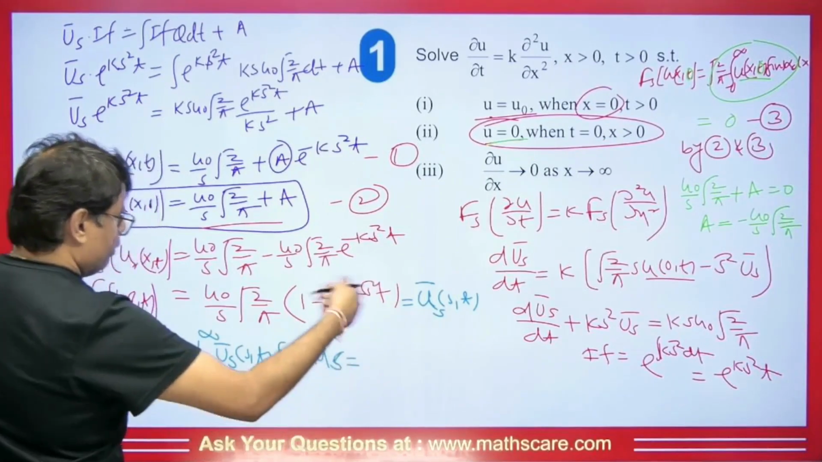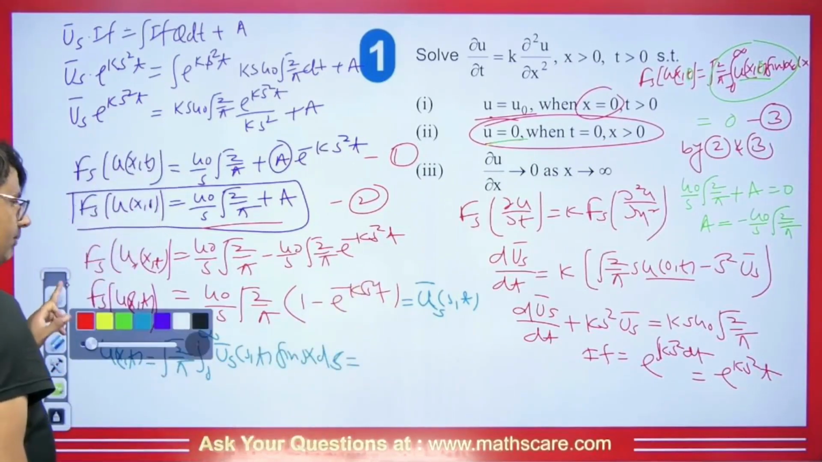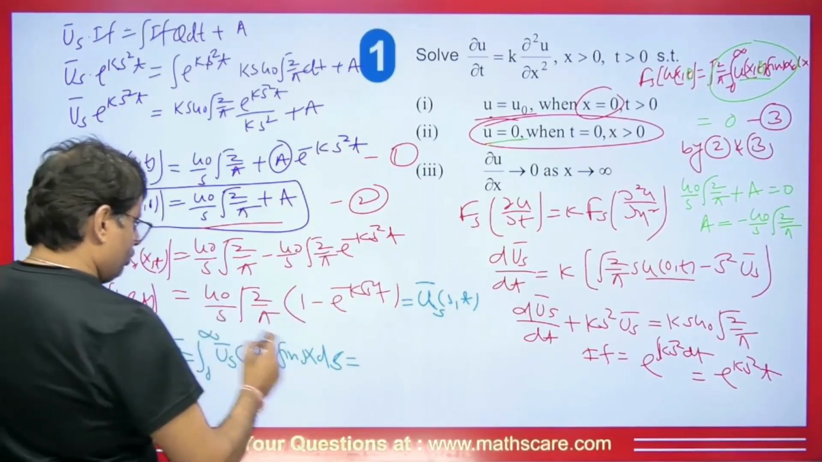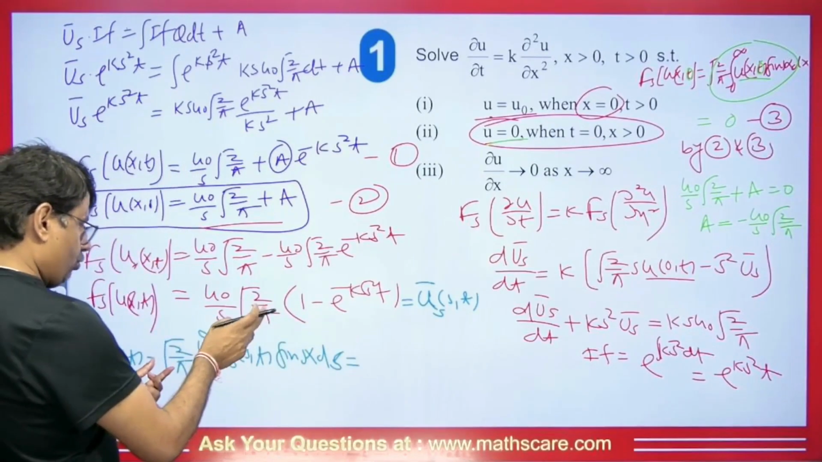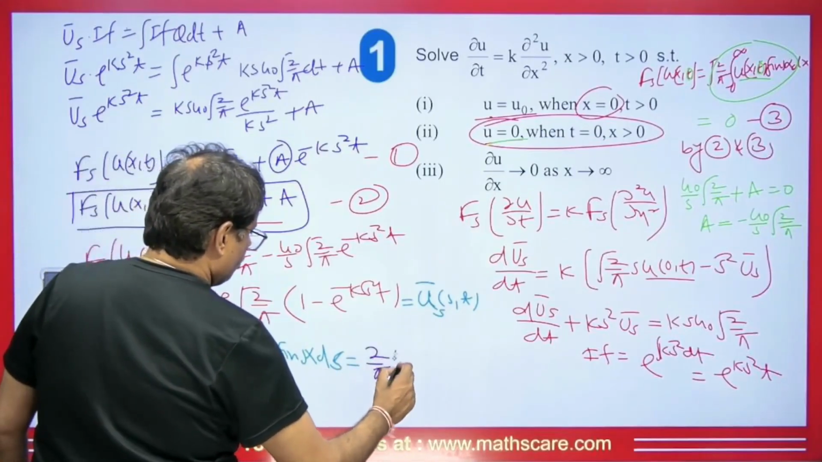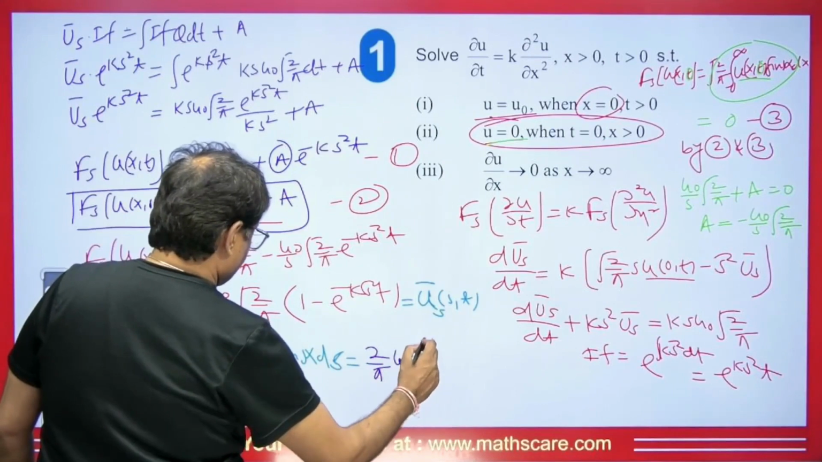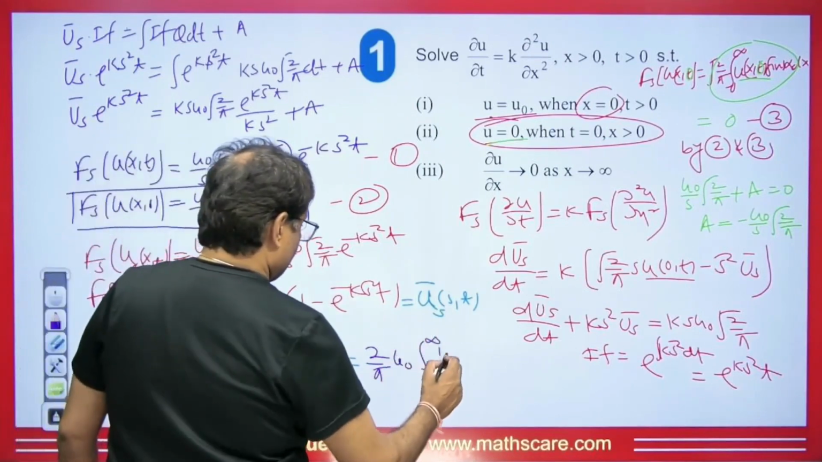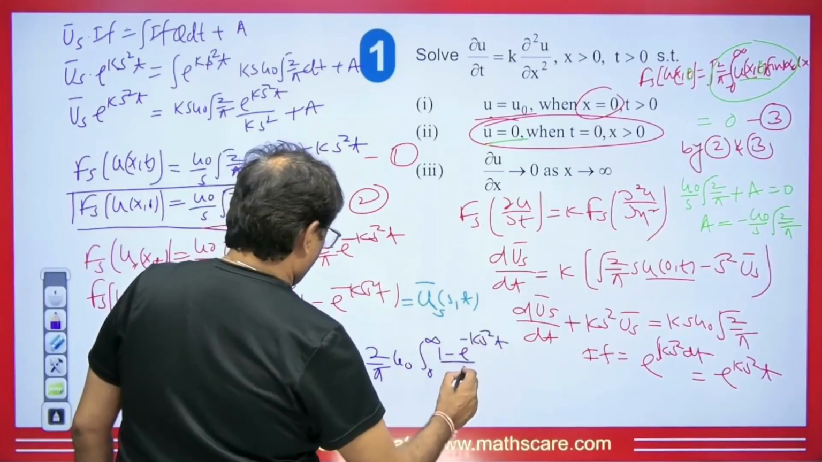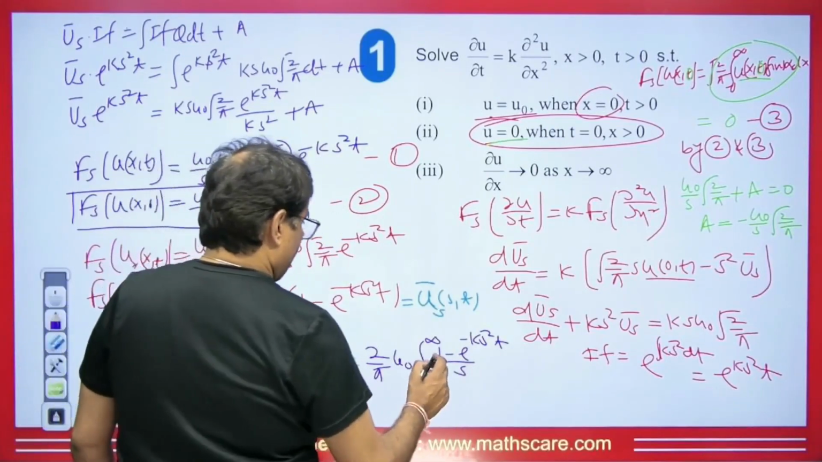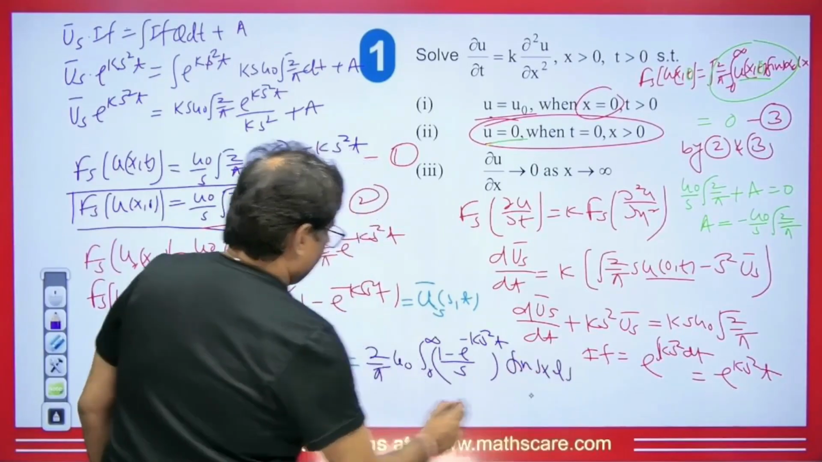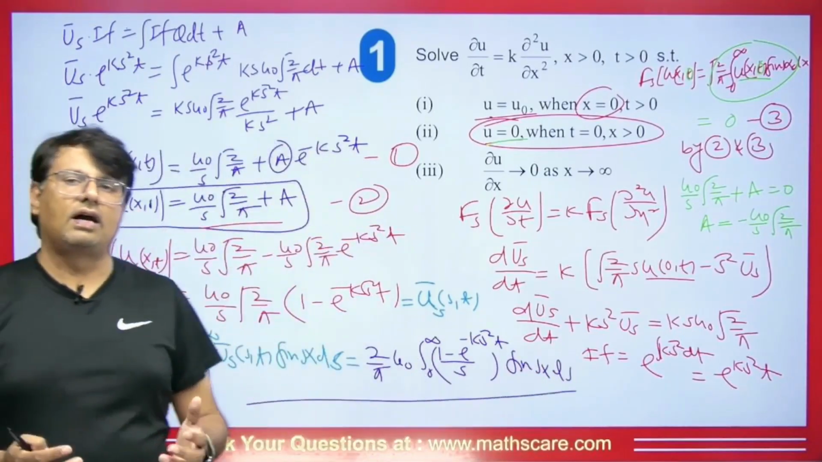Now take this value and put it here. When you substitute it, the value we get is this: u0 comes outside, and root 2 by pi into root 2 by pi becomes 2 upon pi. This will be the integral from 0 to infinity, and its value will be 1 minus e raised to the power minus k s squared t, upon s, right? This s will come here, and then we write sine s x ds. And this is what we get as the final answer.